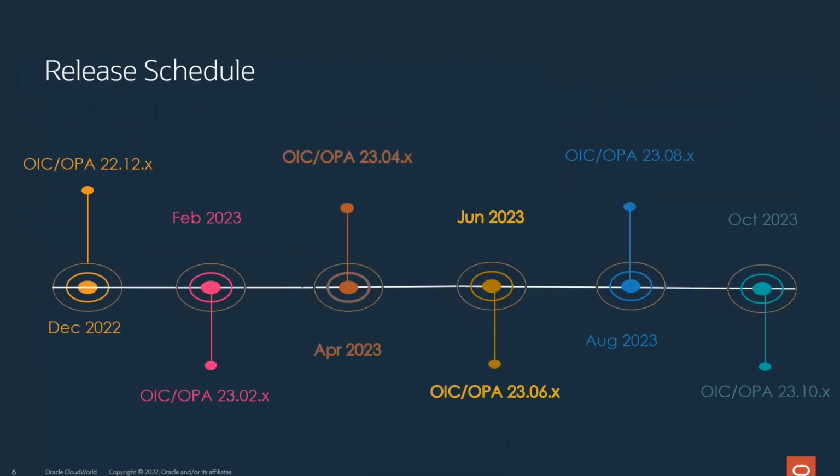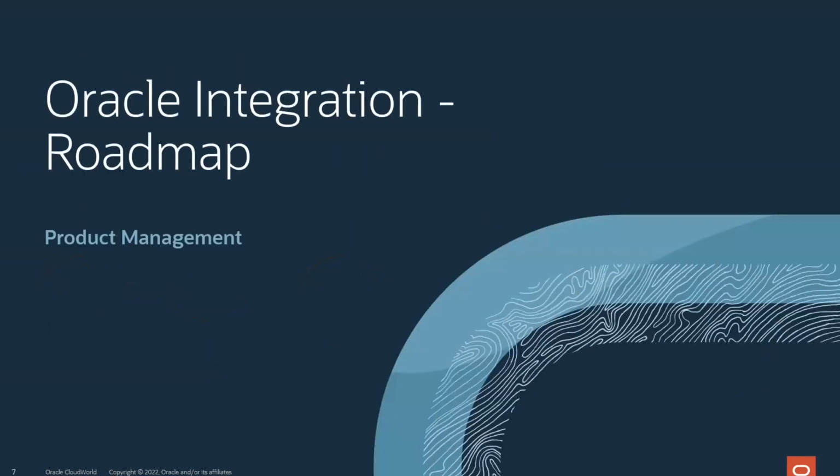But 22.12 is with us, and let's get on with our release schedule. As you see here, we now have with OIC and OPA, process automation, a bi-monthly release cycle. We're looking today mainly at 22.12, though we will be covering some features scheduled for 23.02 as well. But as you can see, scheduled bi-monthly releases for both components.